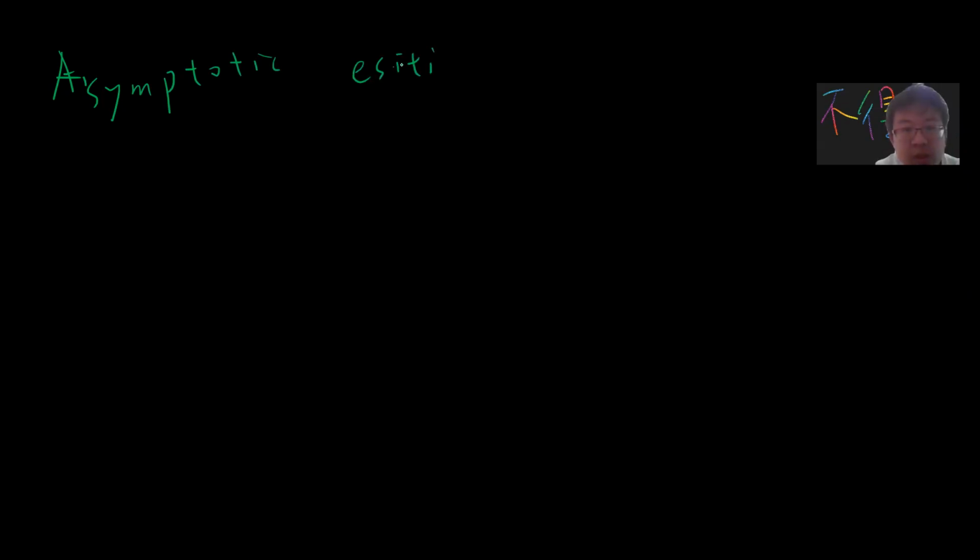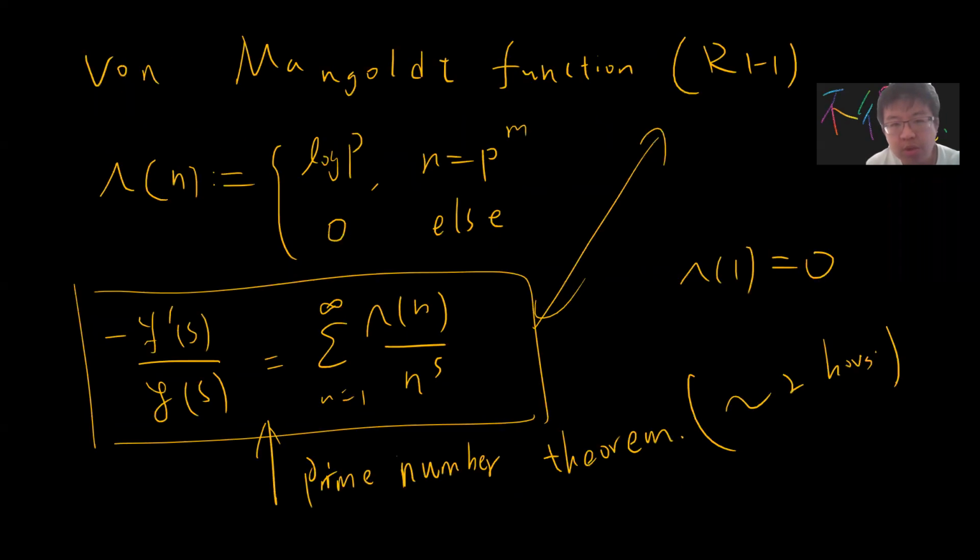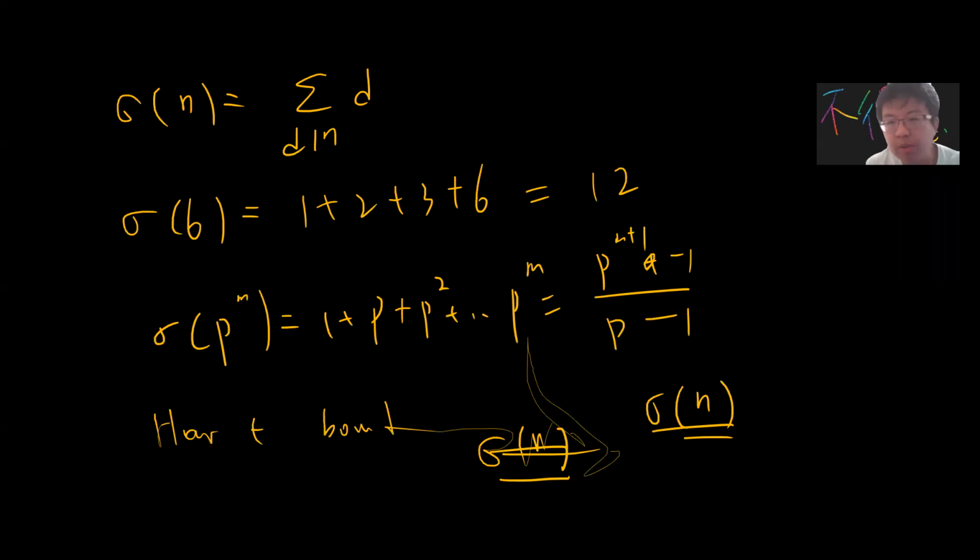So, in this video, let me just introduce the asymptotics estimate. This video is just talking about the simple small o and big O notation, and also quickly telling you the idea of how to use a very simple idea to bound these arithmetic functions.